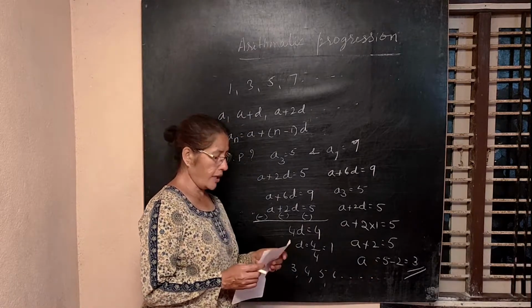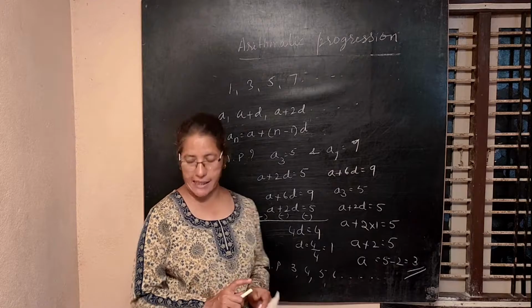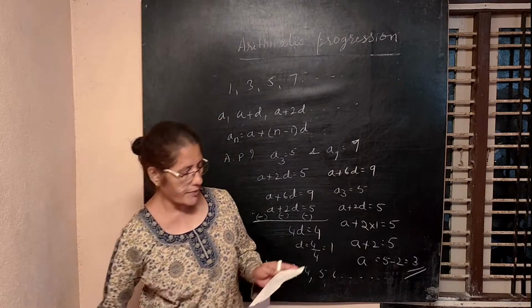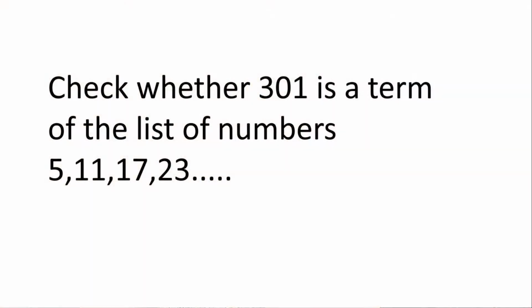Is it clear to you all? Let me go to the next question. Check whether 301 is a term of the list of numbers 5, 11, 17, 23 and so on.